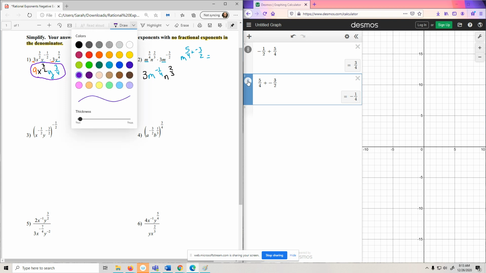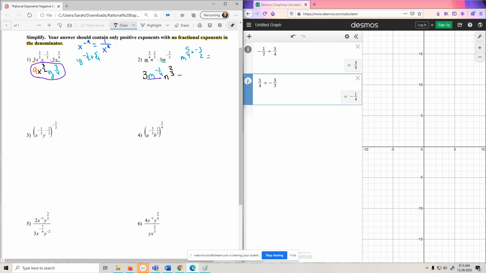We know that negative exponents need to be moved down to the denominator. So this is the same as 3n to the 2/3, and then the m to the negative 1/4 moves down and becomes m to the positive 1/4. Now we need to deal with this no fraction exponents in the denominator. This is what we did in the last lesson.